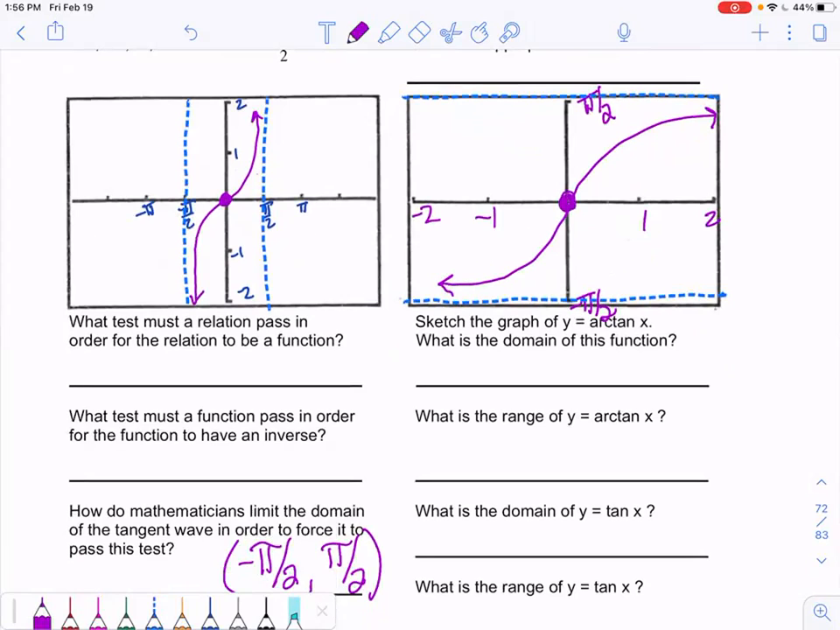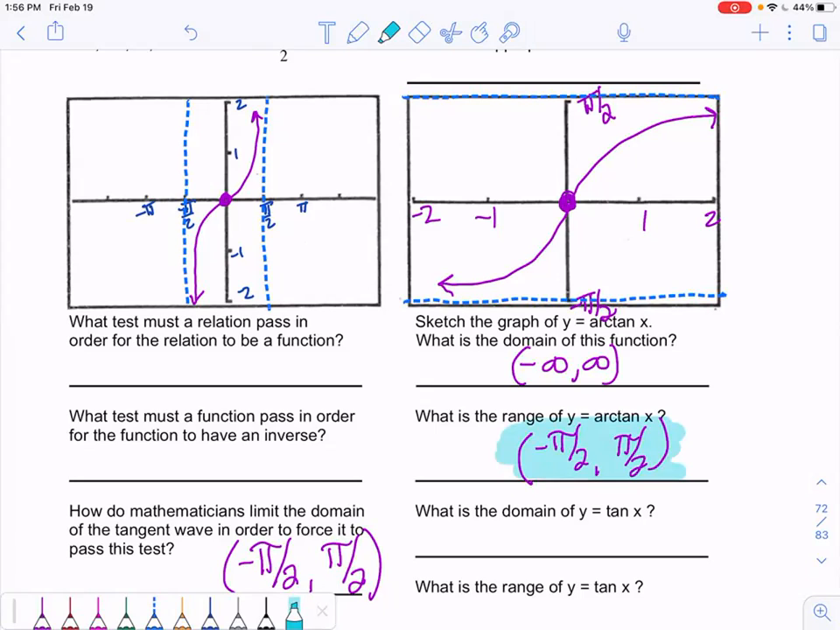So the domain, look at your graph. What's the domain? It goes on forever. It's not stopping. This domain is negative infinity to positive infinity. The range is between our two asymptotes. And again, that range is really important when you're finding the angles.